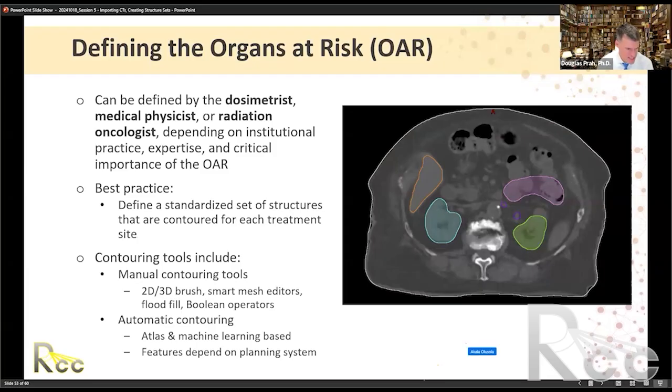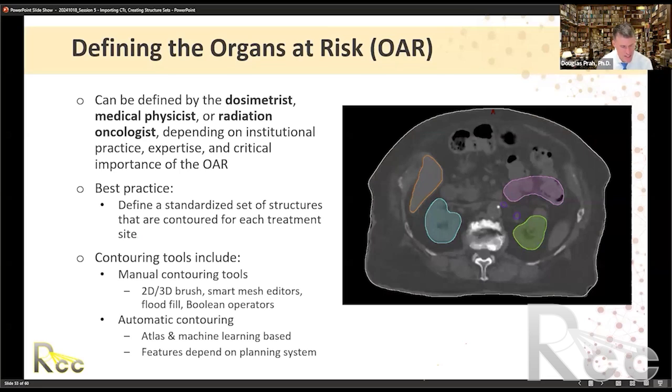So best practice is to define a set of structures that are contoured for each site. And we've created sort of structure templates for each site. And I think TG 263 also would help you out, helping you identify what structures you need. I mean, obviously the physicians are going to know what they want to avoid, but it's good to contour them.